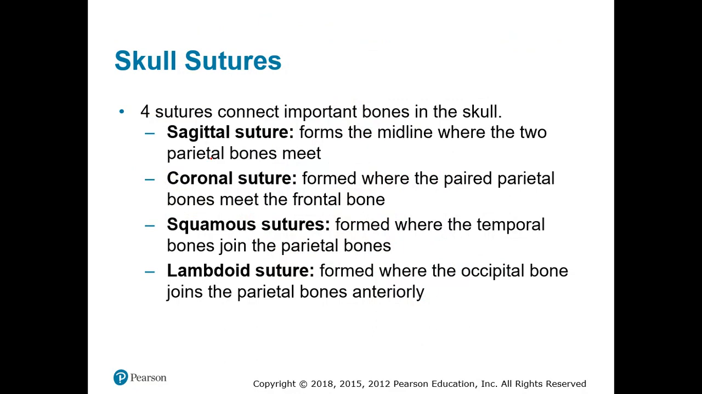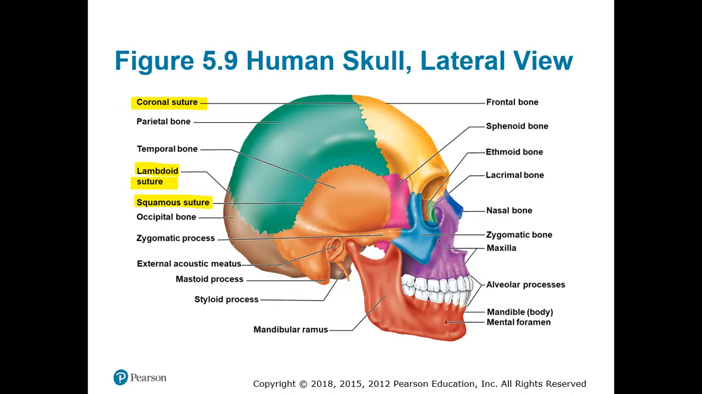The second type is the coronal suture. This is going to form where your parietal bones meet your frontal bone. The way I remember that is coronal, like a crown. So if we look here, your coronal suture is right here, forms the crown of the head, where your frontal meets your parietal. It goes all the way around, like a headband.